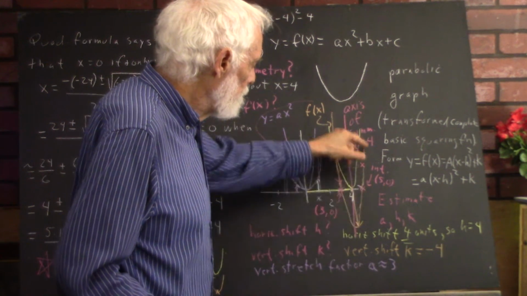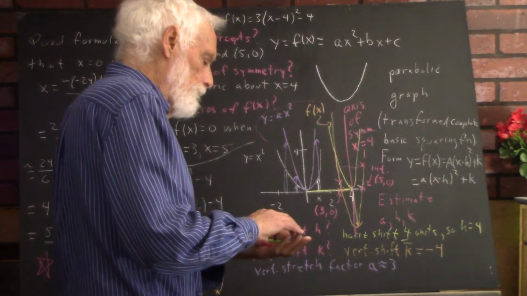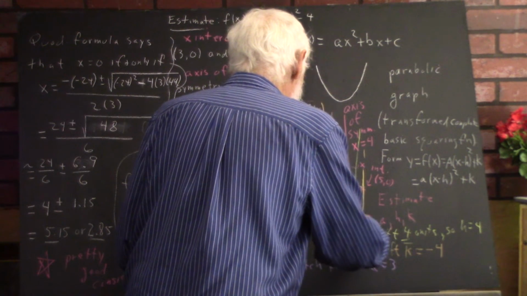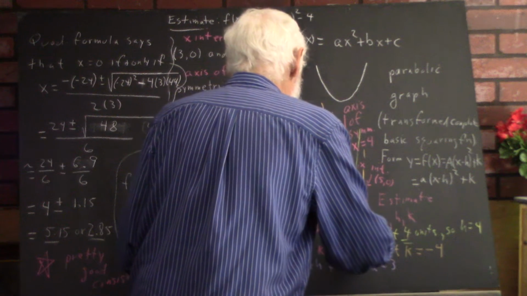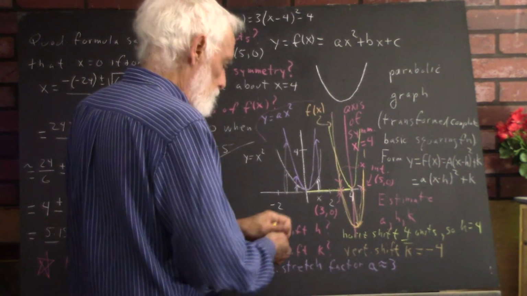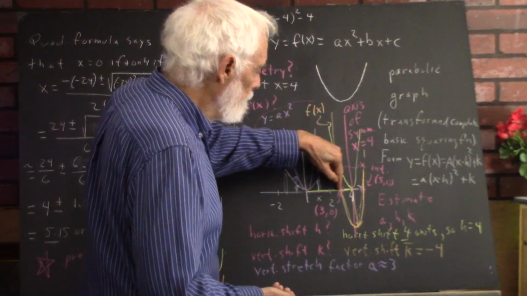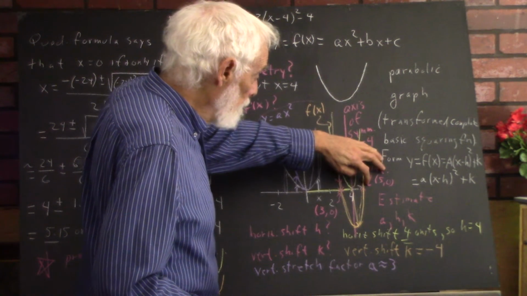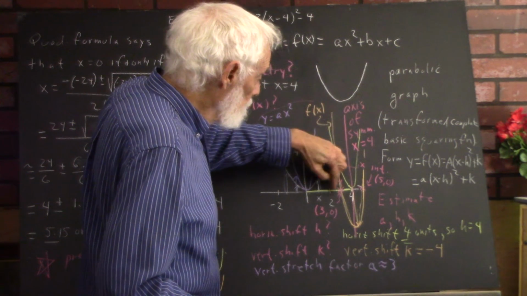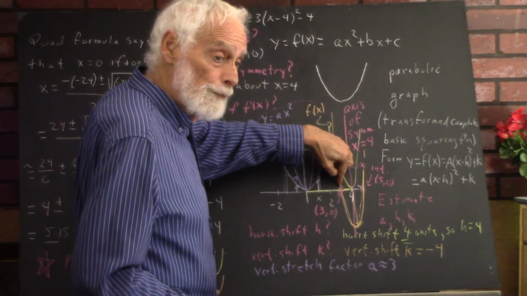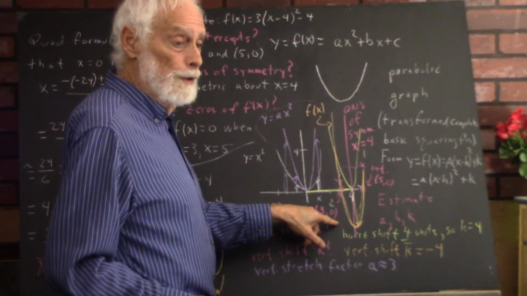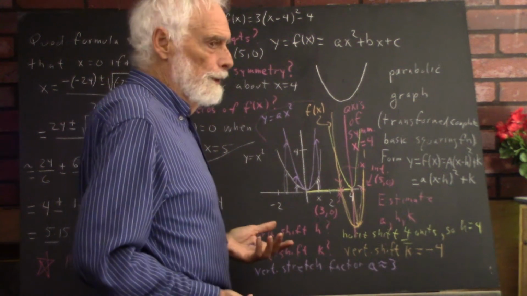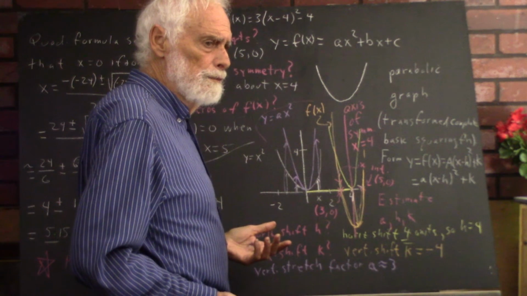So here's our graph, the orange graph. Let's accent it a little bit. It goes through the x-axis here and here. Estimate those points. Here's 2, here's 4. What's this? Well, this looks like it's halfway between 2 and 4, so 3 is a pretty good, pretty straightforward estimate.